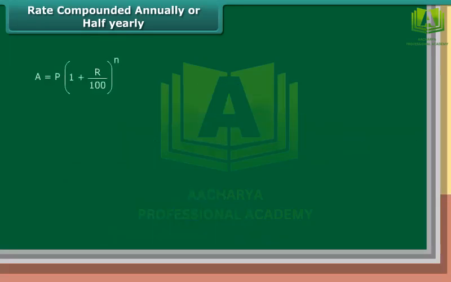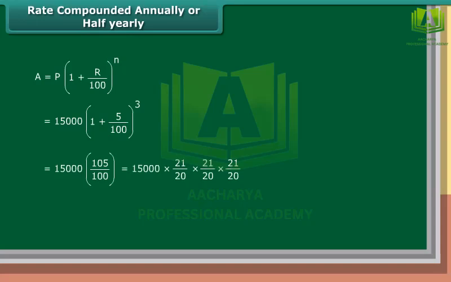A = P(1 + R/100)^n = 15,000 × (1 + 5/100)^3 = 15,000 × (105/100)^3 = 15,000 × 21/20 × 21/20 × 21/20 = rupees 17,364.37.